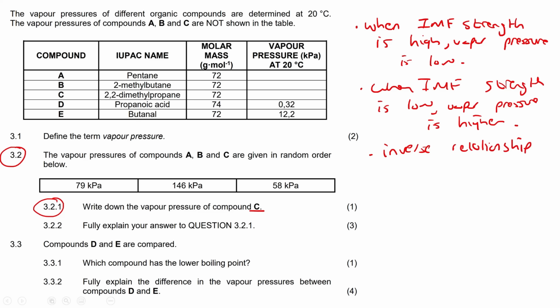Okay, so what we are going to do now is look at pentane, 2-methylbutane, and 2,2-dimethylpropane, and investigate their intermolecular forces to see which ones are stronger and which ones are weaker.